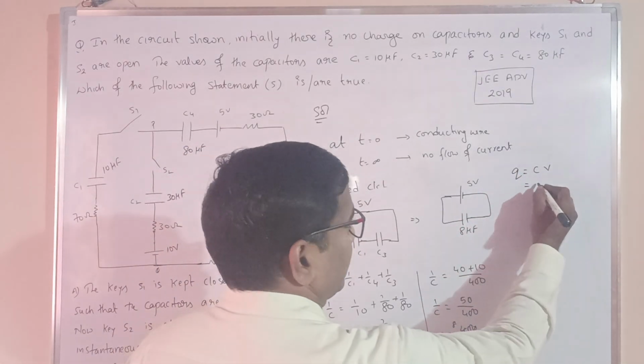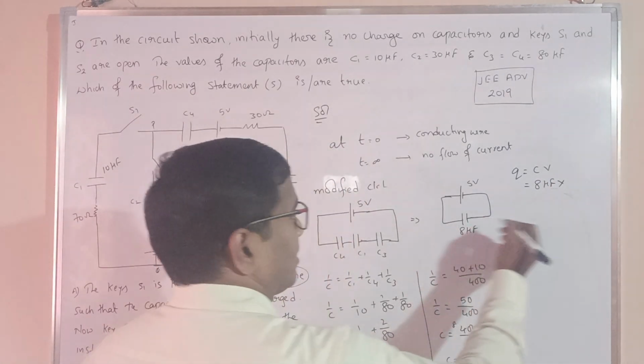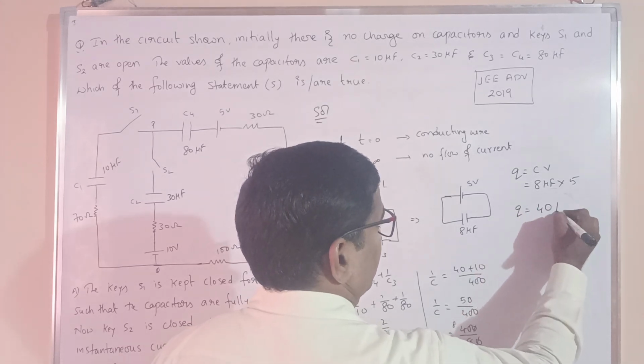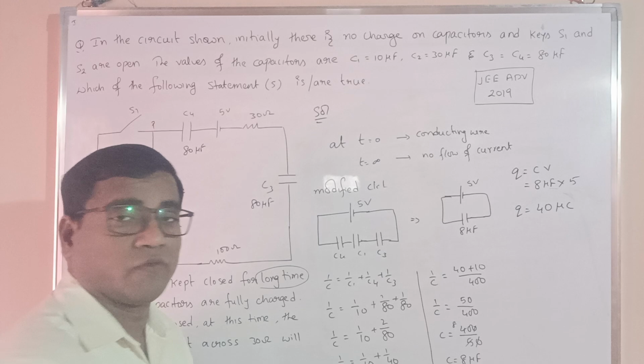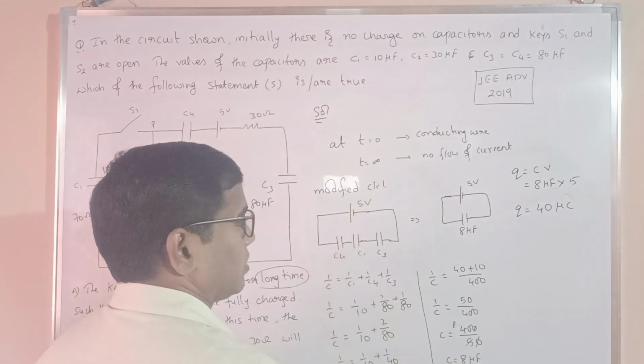How much C we got? 8 mu F. Into how much is it? Potential is given as 5. So Q is equal to 40 microcoulombs. So 40 microcoulombs is the charge in the circuit.